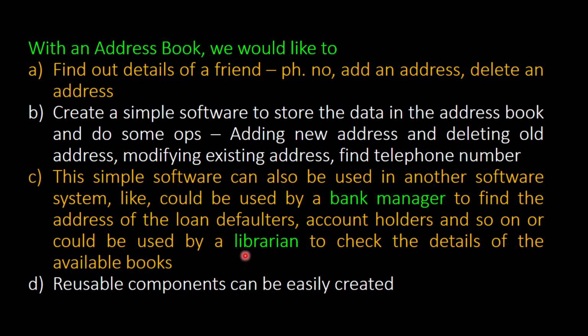In a similar manner, even this address book can be useful for a librarian. He can put in the details of the people who have borrowed books from his library, and he can also add books, the names of the books, the ISBN numbers, and also modify the details. Suppose a person returns a book and takes another book, he can do a lot of additions to it and so on. So the advantage of doing an activity like this is that we can create components which are reusable in nature.